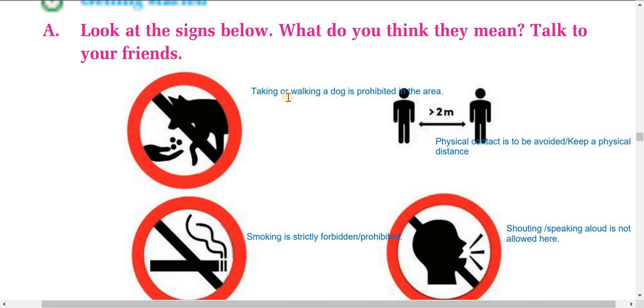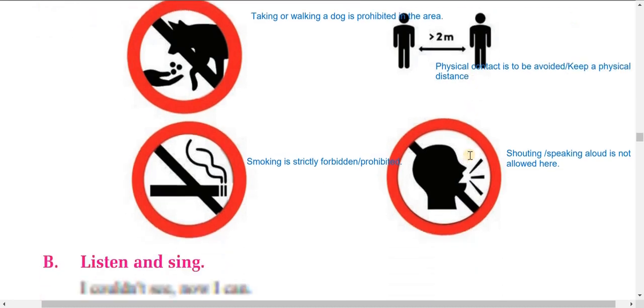This means... Second picture, you can see two men. They are far from each other. So you can see physical contact is to be avoided here, or keep a physical distance. Third picture, you can see no smoking, or you can say smoking is strictly prohibited in this area. Smoking is strictly forbidden in this area.